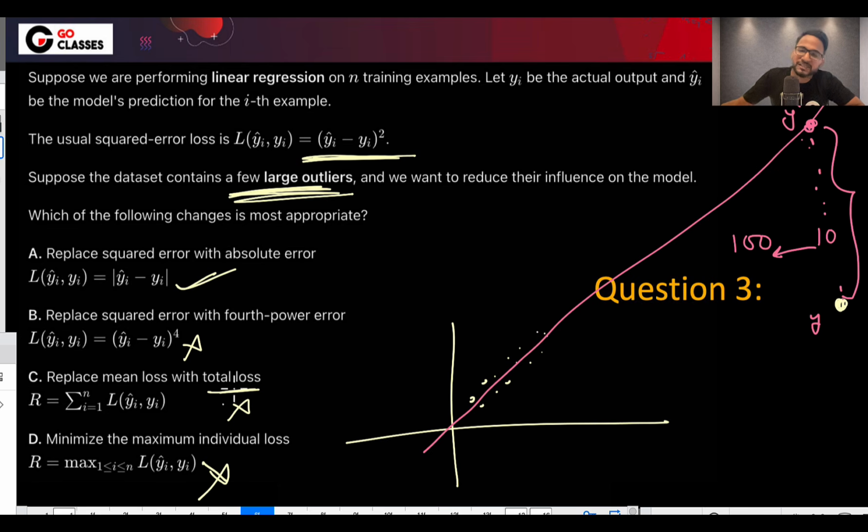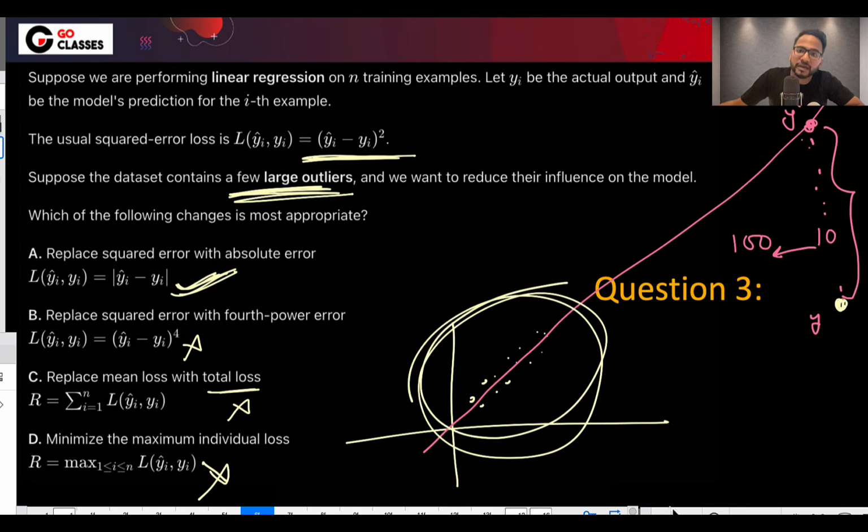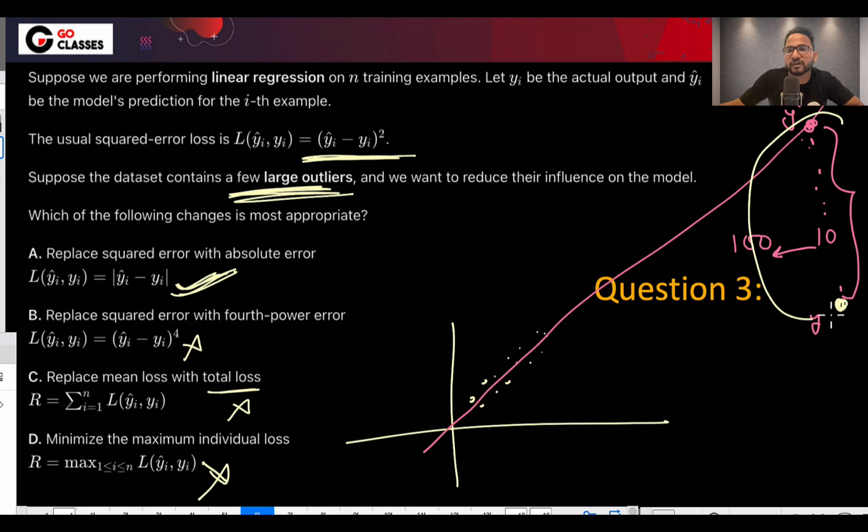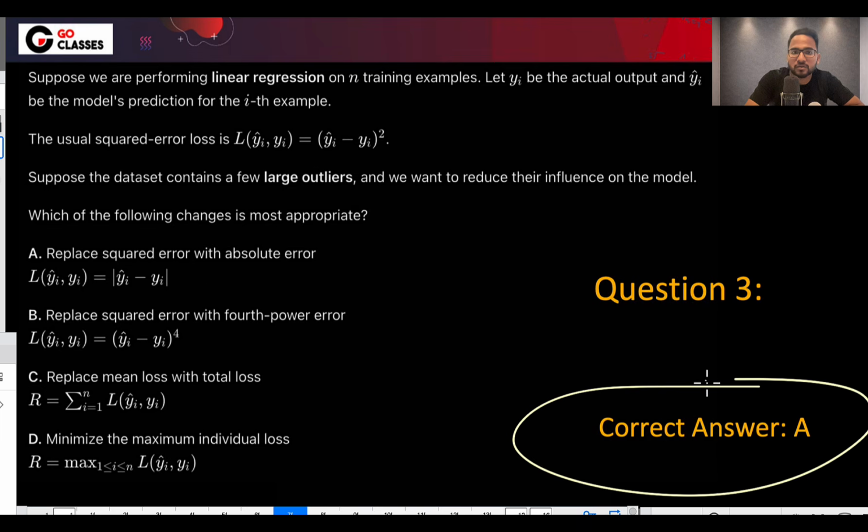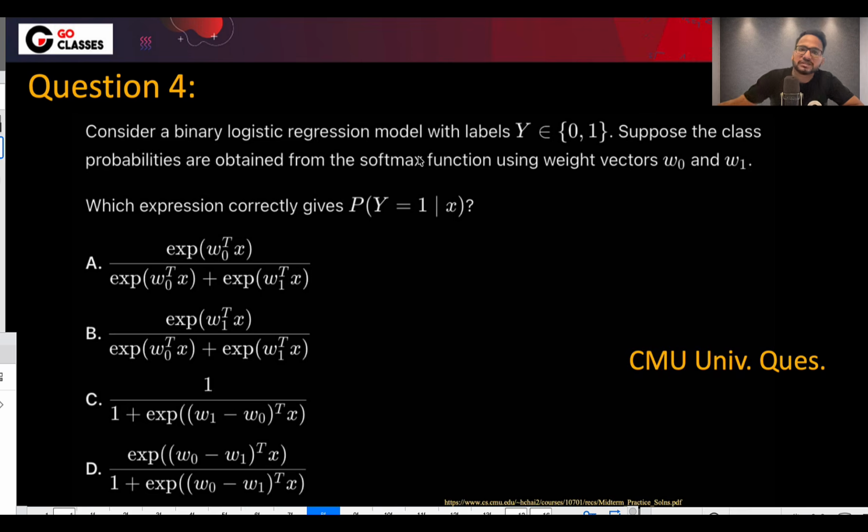So basically we want as little influence from outliers as possible. That's why we want the overall loss function to be such that I can train, and at the same time I do not get influenced by the outliers. So what is the answer? A is the correct answer. In case of outliers, I can use absolute error instead of squared error. We have seen all of this in the course also. Now let's see this question.